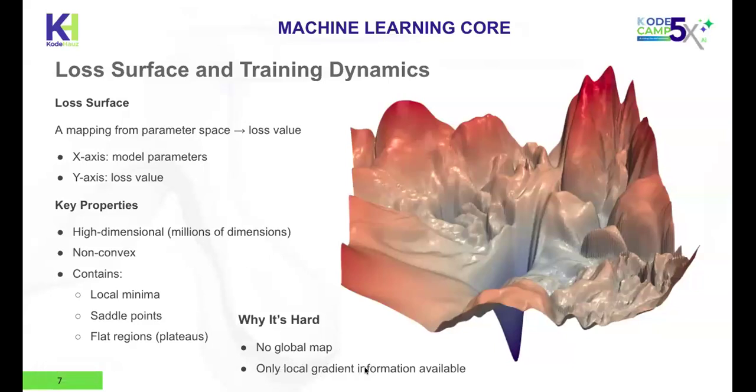And only local gradient information is available. So that's the thing with this optimization problem. There's no way for you to know, oh, this is the value I would take that will take me to the global minimum. Rather, I have to keep taking steps, based on the gradient calculation.